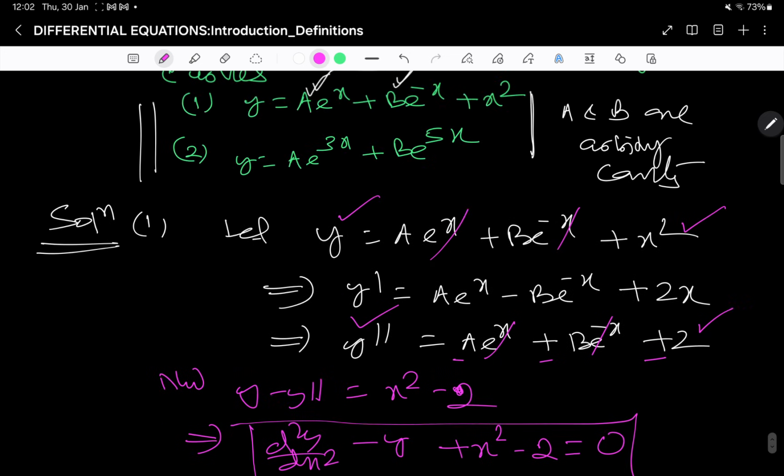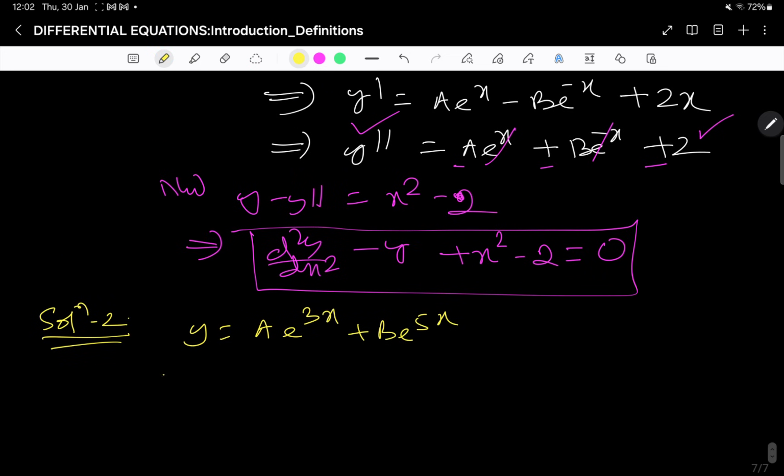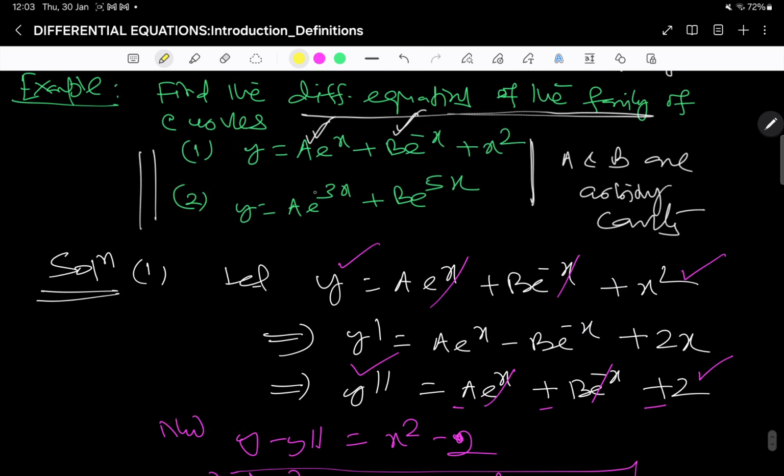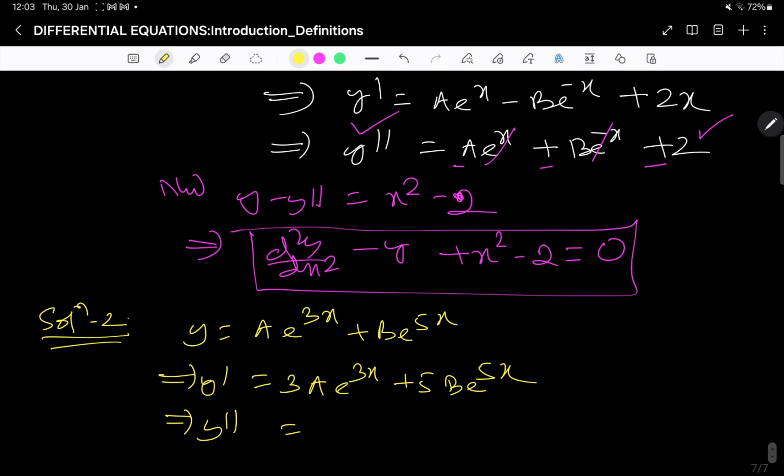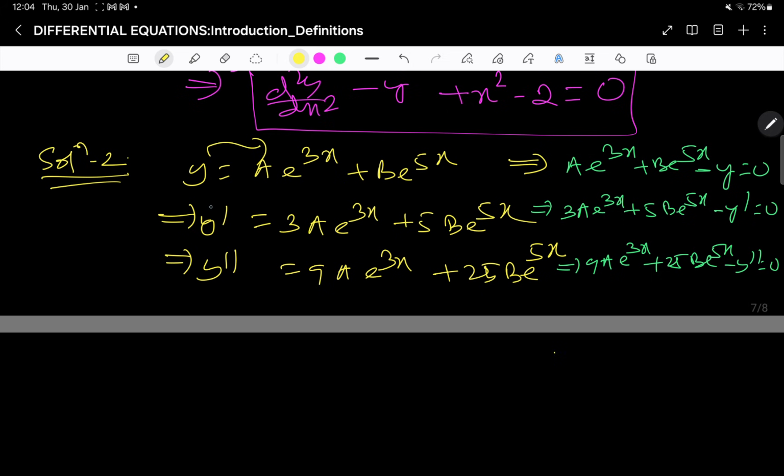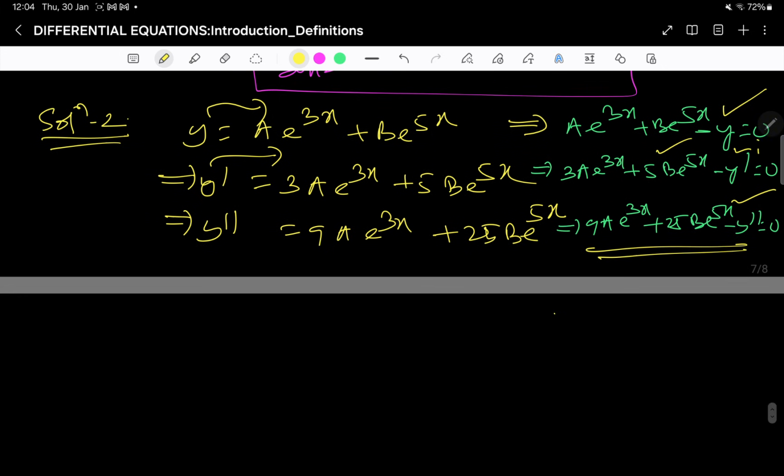Okay, now coming to the solution of 2. What is my y'? y' is 3a e^(3x) + 5b e^(5x), and I need to differentiate twice because 2 constants are involved. So y'' will be 9a e^(3x) + 25b e^(5x). Okay, so I can simplify it like this. Now bringing y and y' to this side, I have this and this. Now I eliminate y' and y''. Let it be my 1, let it be my 2, let it be my 3.